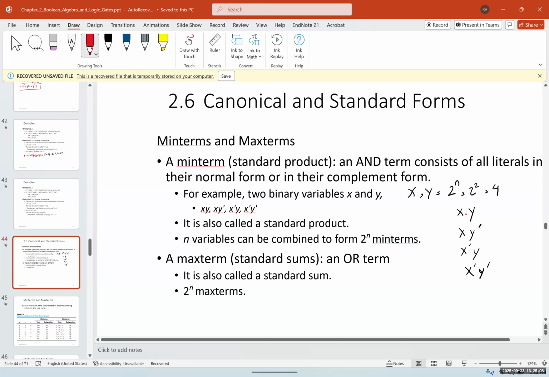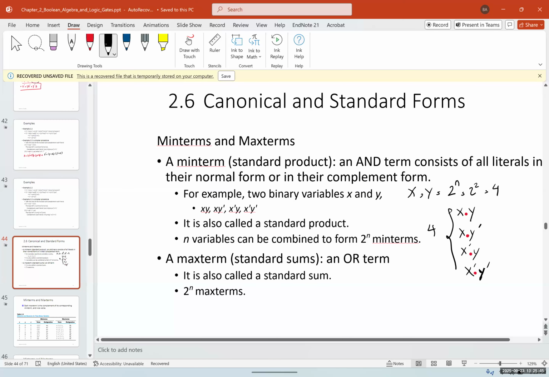So again, it's an AND term. So they have to be multiplied. And the variable could be in its normal or in its complement form. So it could be x or x prime or y prime. This is also called a standard product. And when we have n variables, we have 2 to the power of n combinations, or 2 to the power of n minterms. So when we have 2 variables, we are going to have 4 combinations of them.